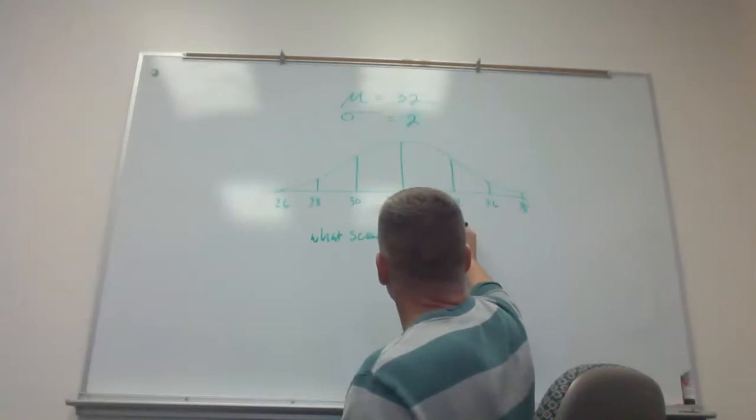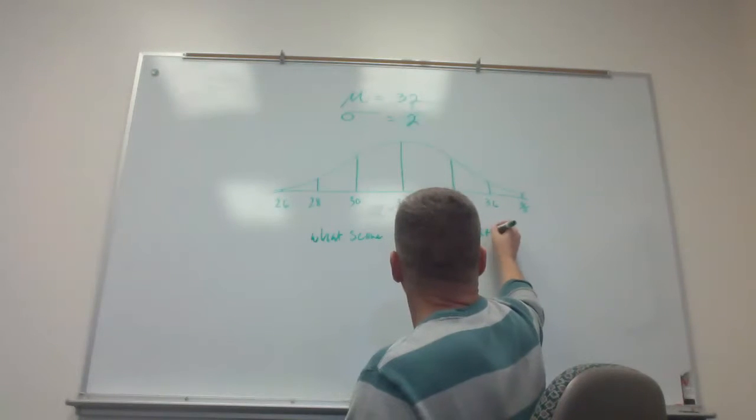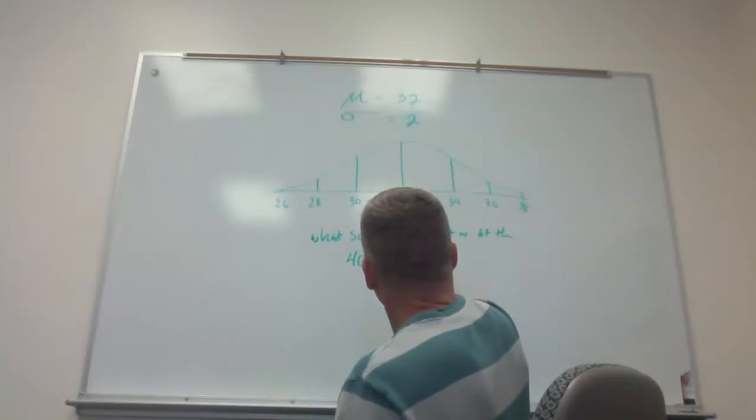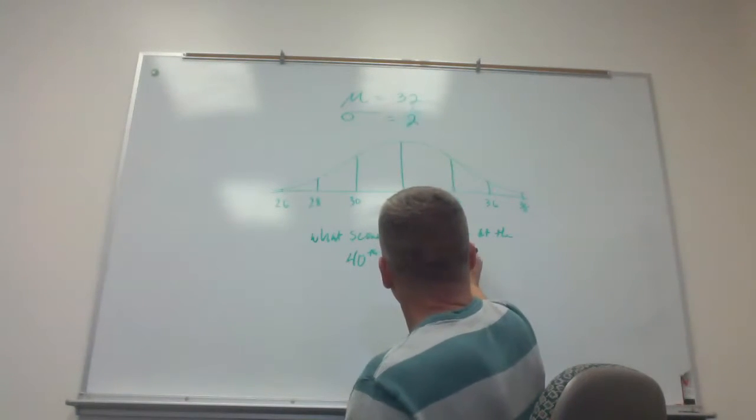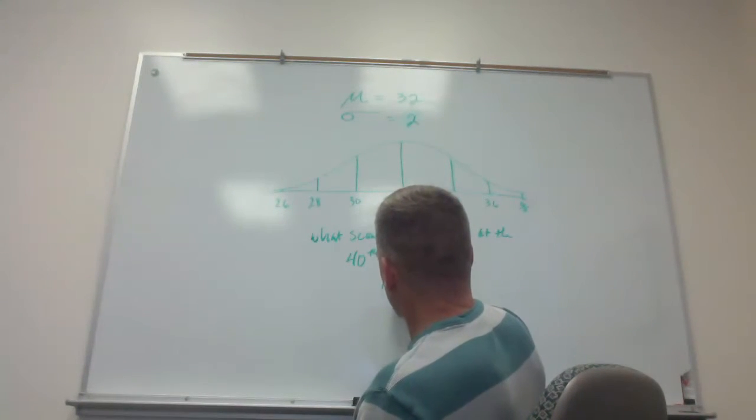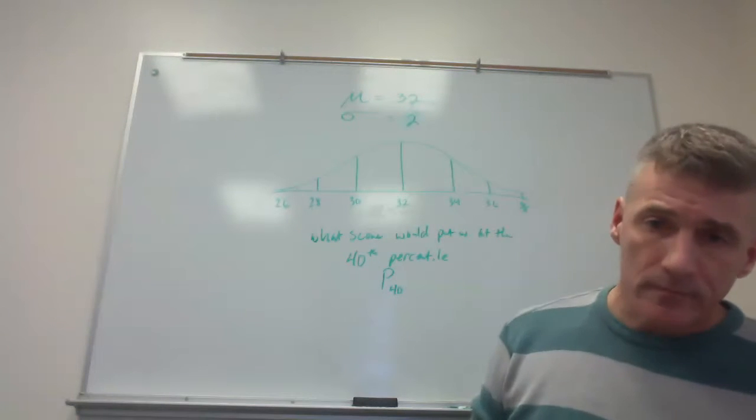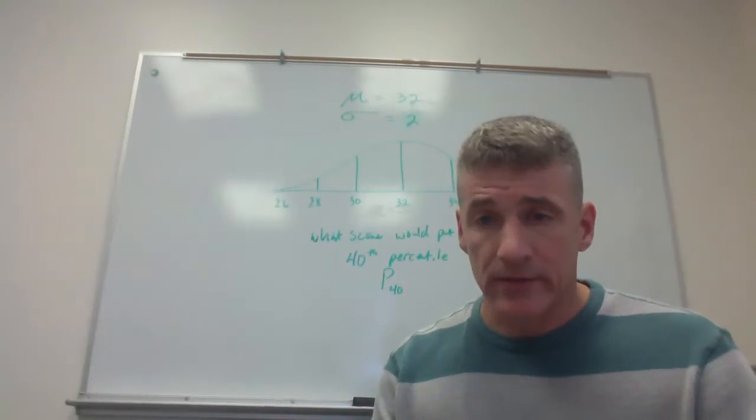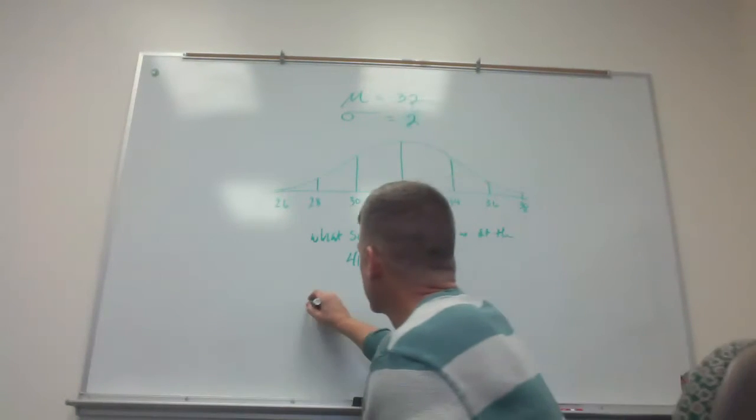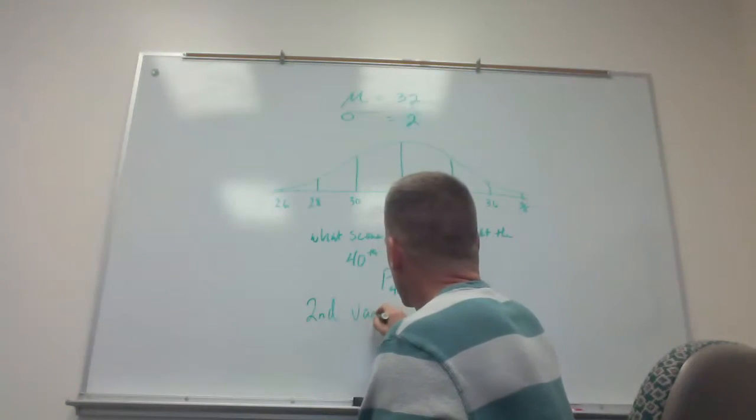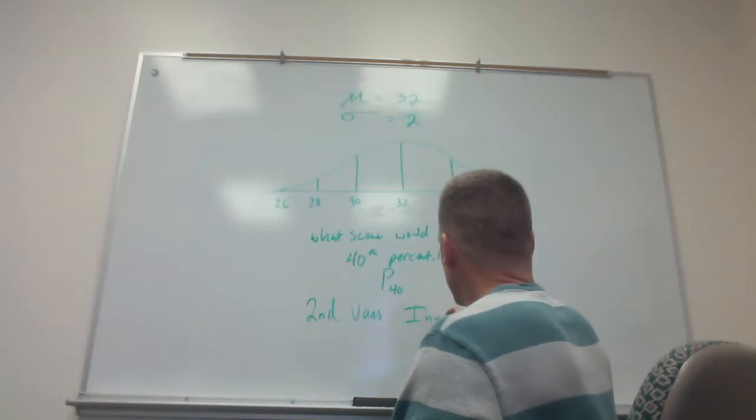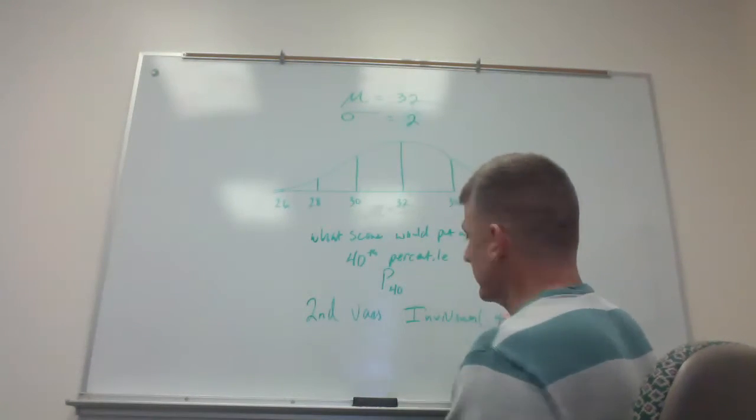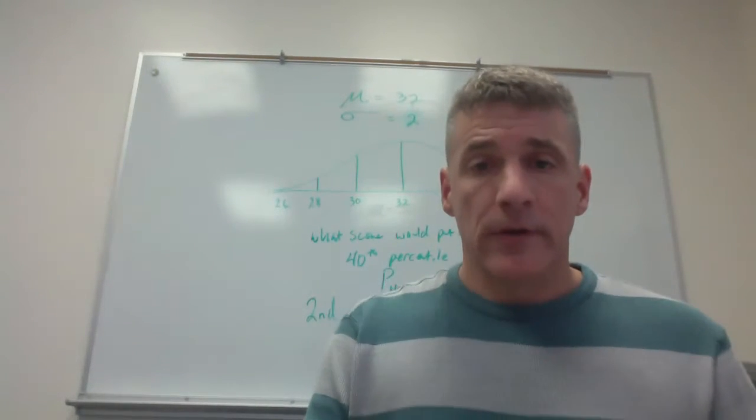And let's just try and figure out what score would put us at the 40th percentile. In your book, it would be P sub 40. On your calculator, what you're going to hit is the second vars, and then invnorm, and then 0.40. This will give you a z-score.